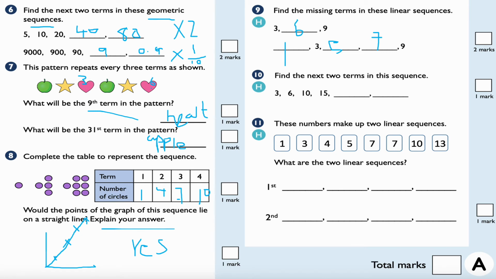Okay, next one. Find the next 2 terms in this sequence. Okay, adding 3, adding 4, adding 5, adding 6. It's going to be 21. Adding 7, I'm going to get 28.